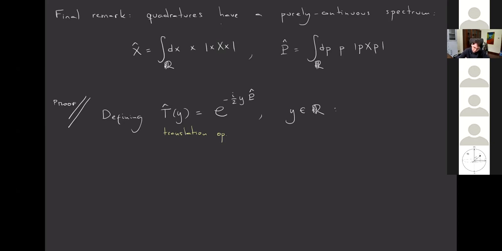Then we can easily show the application of this translation operator onto the position operator, the position quadrature, is equal to something, and I suggest that you prove it by yourself using the following lemma. This is something that can be proven in algebra, called the Baker-Campbell-Hausdorff theorem, that simply says that the exponential of B times A times exponential of minus B is always equal, so you can expand in series the exponentials and reorder them such that you always get at all orders something like this.